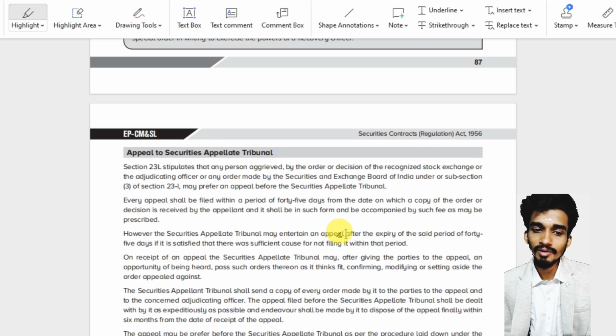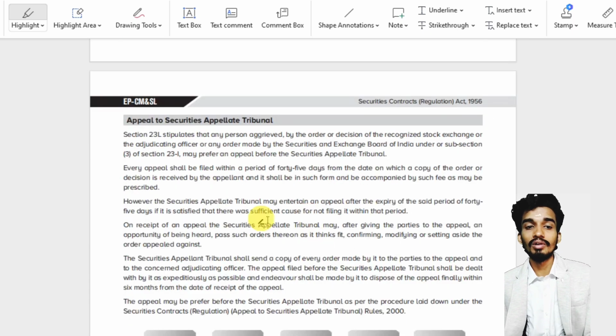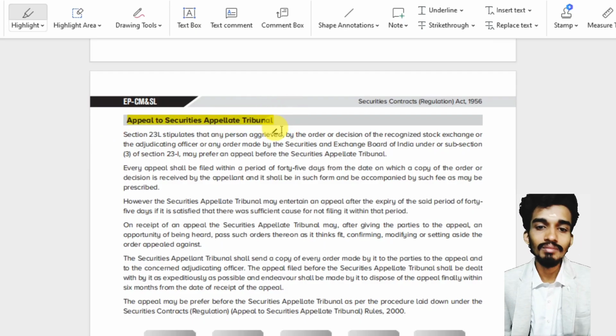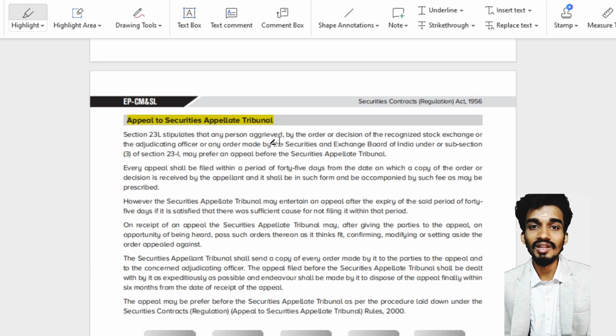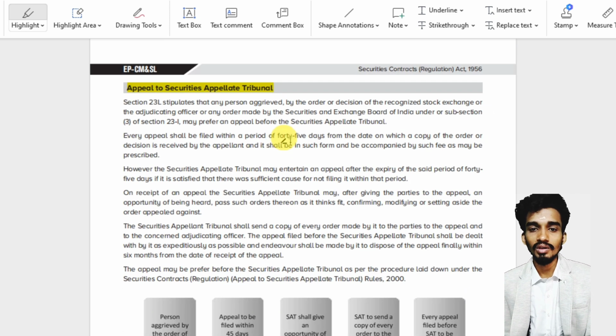Whenever a person is aggrieved, this is important. This is very, very important. This can be asked in your exam, so kindly please note it down as very important. Section 23L stipulates that any person who is aggrieved, and this you have to quote with the section number.